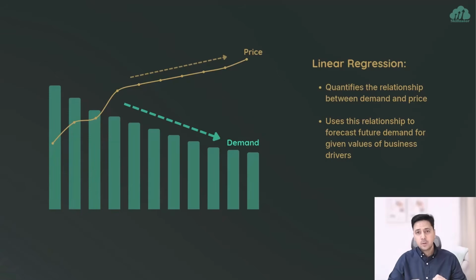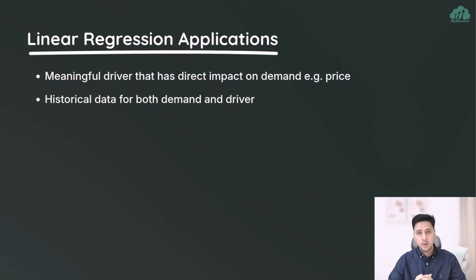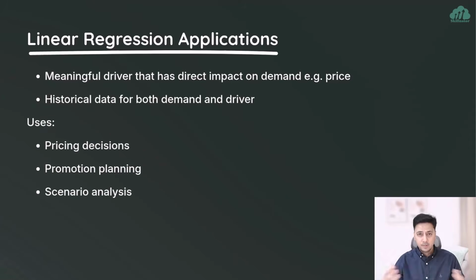Once we estimate this relationship, we can forecast demand under different future assumptions. For example, what happens to demand if we increase the price by 5%? Or what if we run a promotion next quarter? This is something time series methods cannot do on their own. When is linear regression useful? Linear regression works best when you can identify a meaningful driver that has an impact on the demand and you have historical data for both demand as well as for that driver. It's especially useful for pricing decisions, promotion planning, scenario analysis, and understanding demand sensitivity.